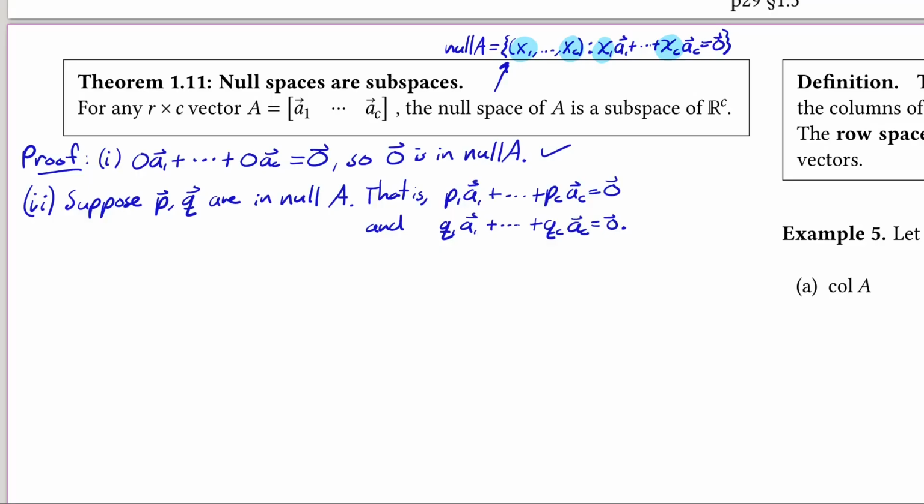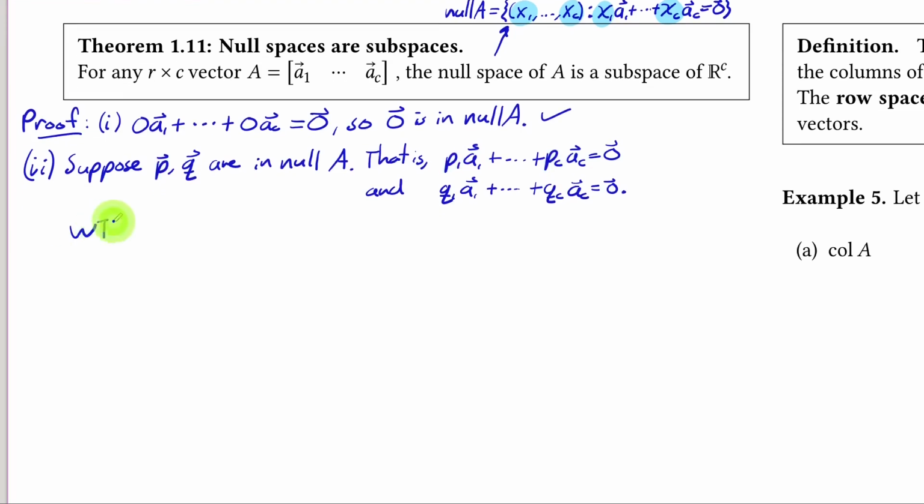So we're going to assume that we have any two vectors, P and Q, in the null space of A. That means when you use the entries of these vectors as weights of the columns of A, you get the zero vector as a result. Same with Q. Now we want to show that P plus Q is still in the null space of A based on this assumption. Of course, the definition of P plus Q is where we add all the components, like so.